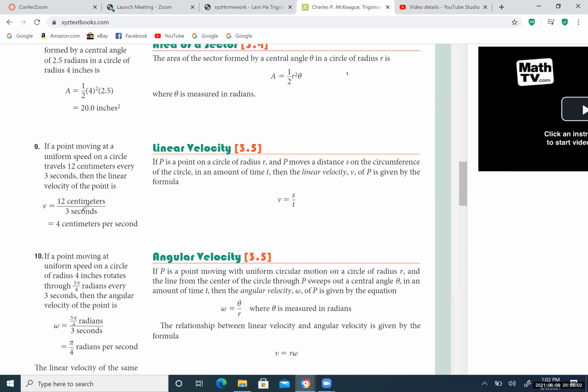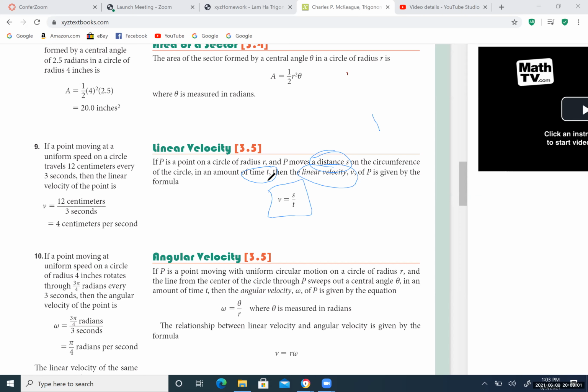They will give us S, which stands for the arc, divided by the time. If P is a point on a circle of radius R, and P moves a distance S. For this case, S is not seconds or the value I mentioned. S here in linear velocity represents distance. V stands for velocity. Velocity will be distance divided by the time. T stands for the time. V stands for linear velocity. This formula is really common.